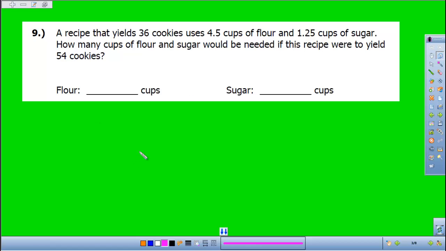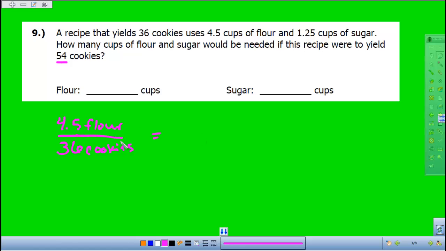Okay, now number 9 is kind of a tricky one. And it says 36 cookies uses 4.5 cups of flour and 1 1/4 cups of sugar. So I want to bake 54 cookies. So if I have 36 cookies and it takes 4.5 cups of flour, I like to label to make sure. It's like setting up a proportion. And cookies, okay, and I need 54 cookies. You can't multiply 36 by any whole number to get 54.